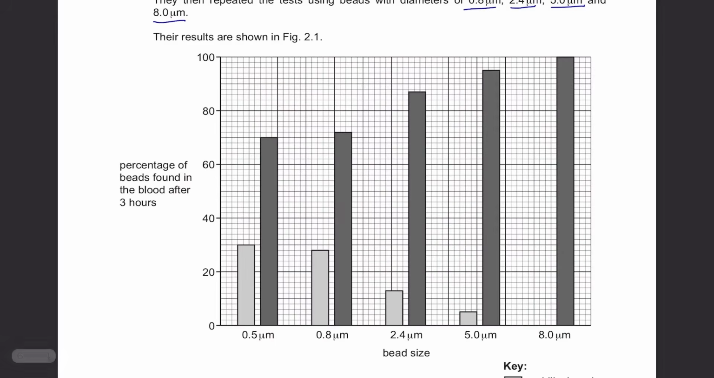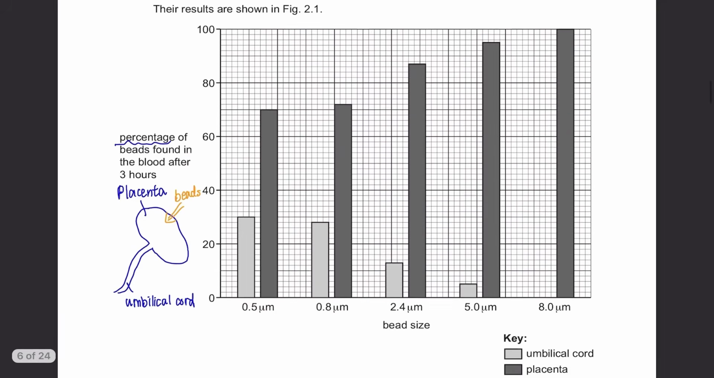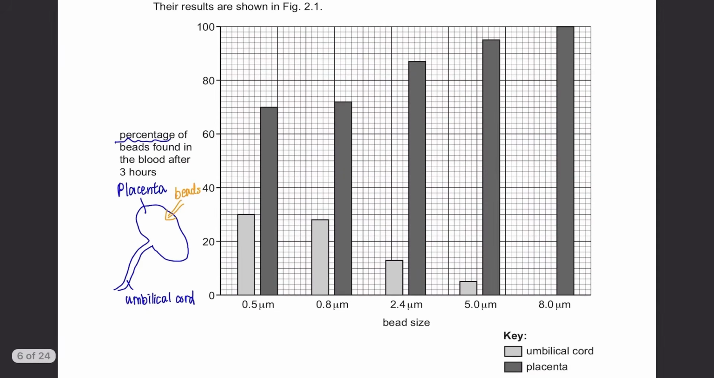So they put beads with different diameters through the placenta, which is connected to the umbilical cord. This graph shows the percentage of beads found in the umbilical cord and the placenta 3 hours after passing it through. The ones that are found in the umbilical cord are decreasing, and there's none at 8 micrometers, but for the ones found in the placenta, it's increasing.